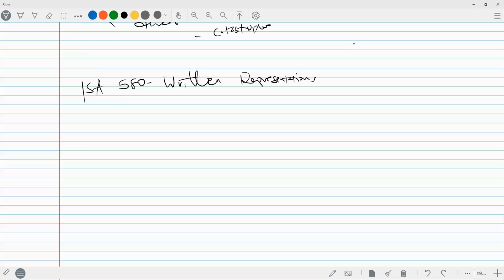And maybe the formal definition of what we mean by written representations. This is a written statement by management provided to the auditor to confirm certain matters or to support other audit evidence. You want to confirm, for example, whether the company has any intention of liquidating. So what do you do? Ask the management. Then they respond to you.